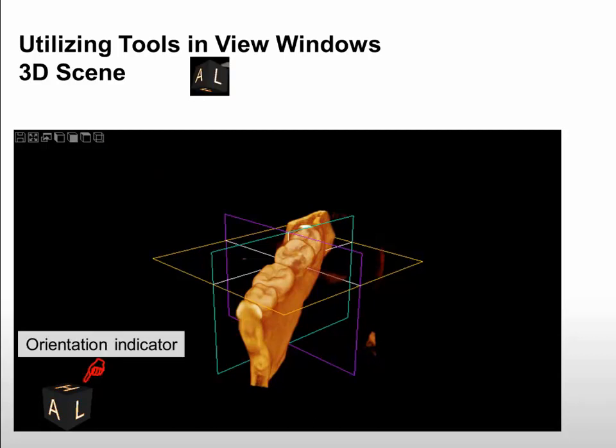The orientation indicator shows which view of the scene you are looking at. Each letter represents a view. H is the view from above, representing head. F represents foot, the view from below. L and R are the left and right views. A and P are the anterior and posterior views.